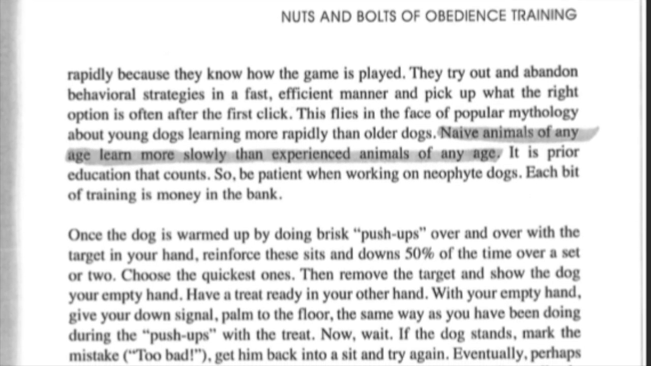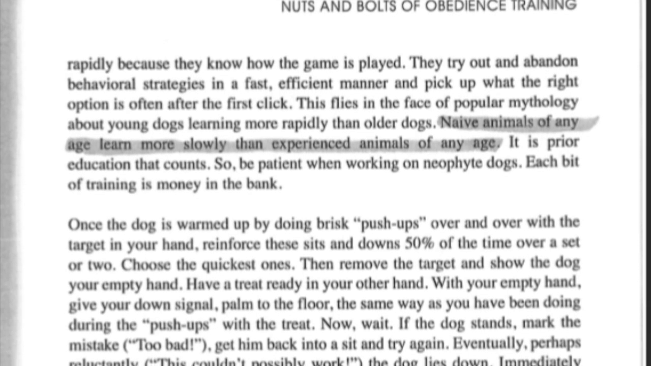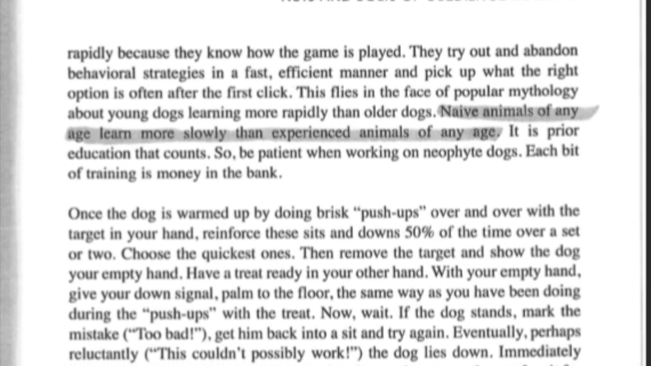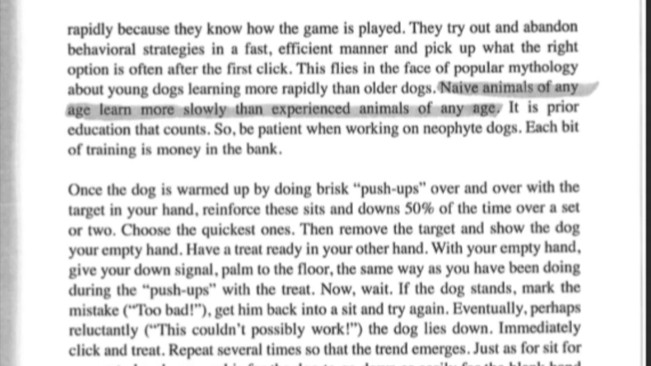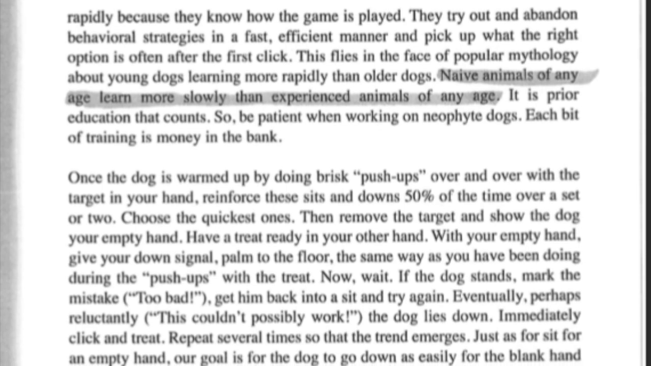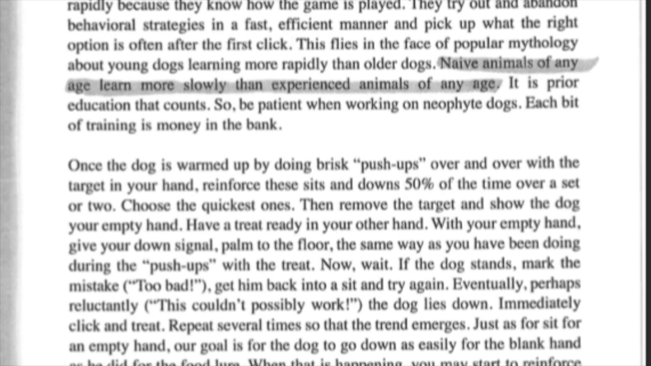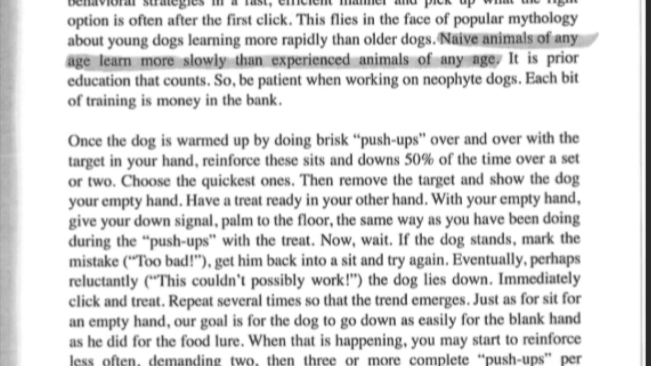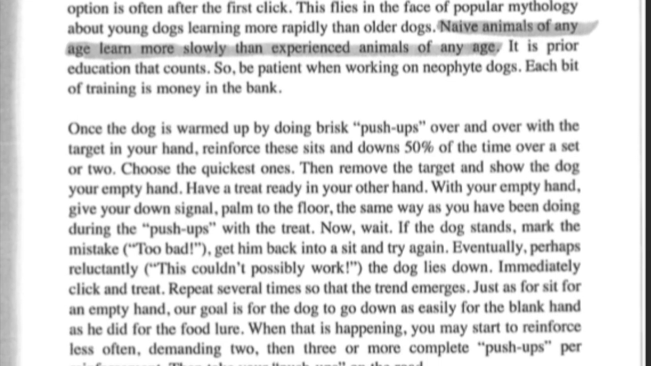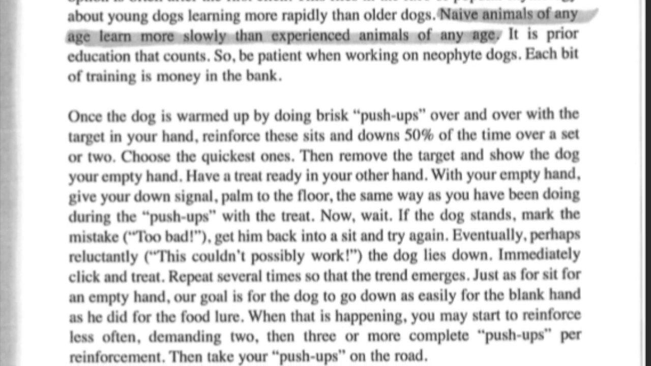Once the dog is warmed up by doing brisk push-ups over and over with the target in your hand, reinforce these sit-downs 50% of the time over a set or two. Choose the quickest ones, then remove the target and show the dog your empty hand. Have a treat ready in your other hand. With your empty hand, give your down signal, palm to the floor, the same way you have been doing during the push-ups with the treat.